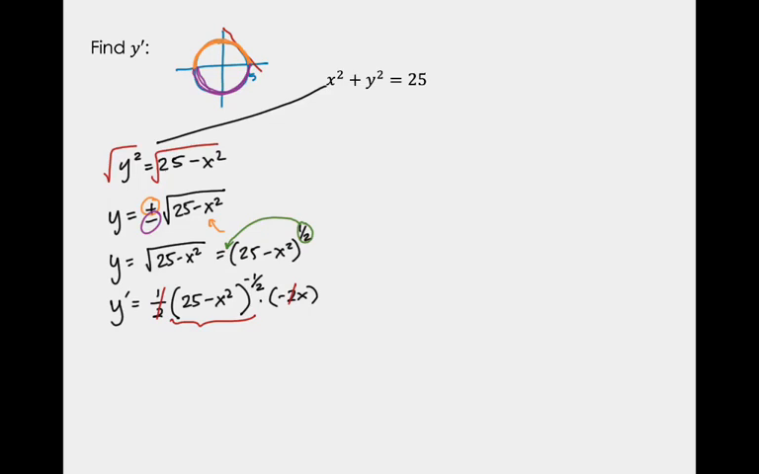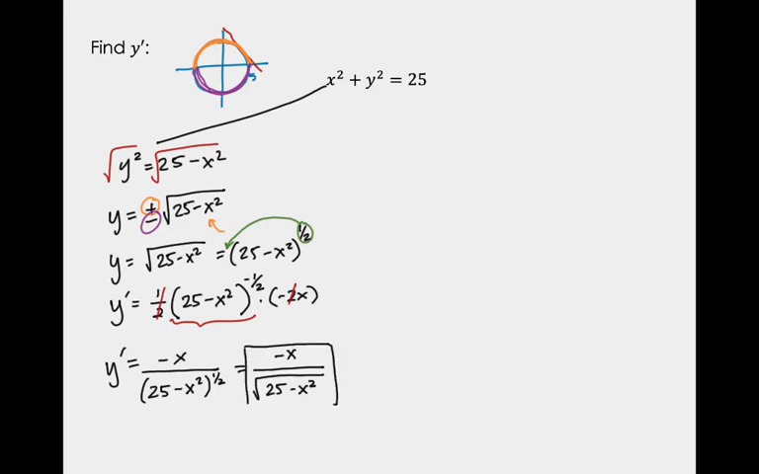All right, so y prime, the only thing I'm going to have left up top is from that far right side of parentheses a negative x, and then I'm going to move this 25 minus x squared to the 1/2 down with a positive 1/2 exponent, and then I can rewrite that as negative x over the square root of 25 minus x squared. All right, so that's my derivative of at least the top half of that circle.